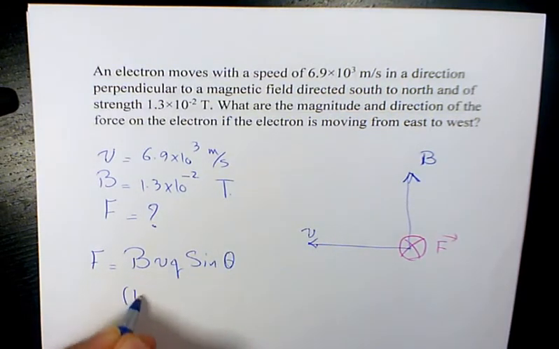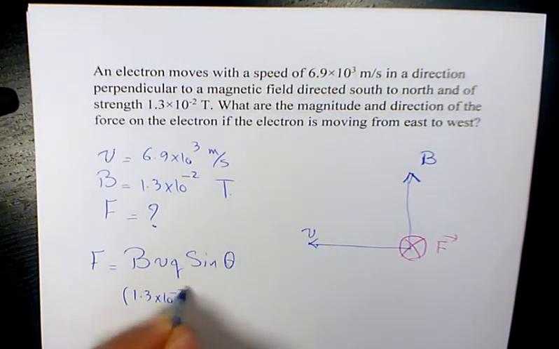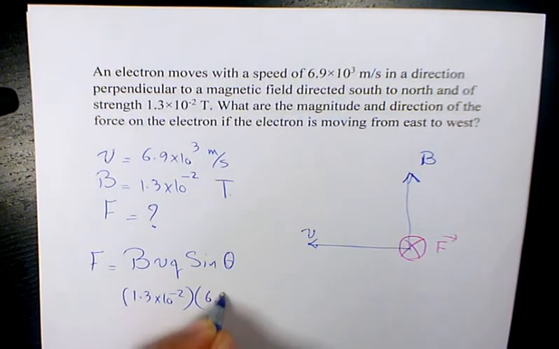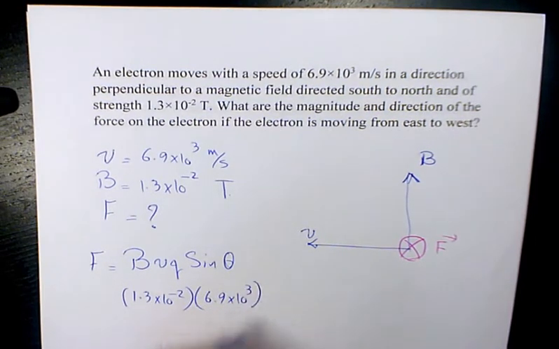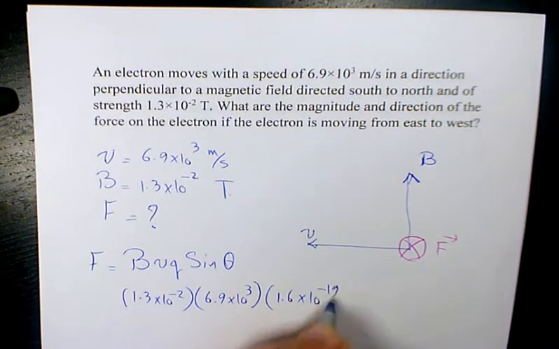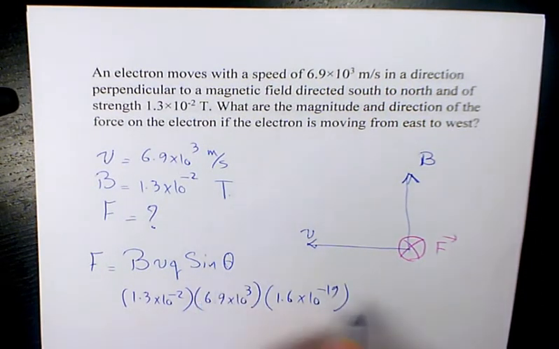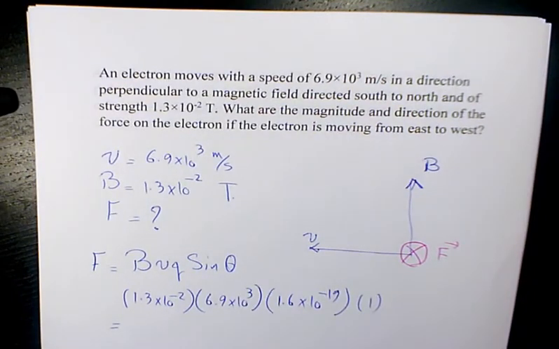B is 1.3 times 10 to the power of negative 2. V is the velocity, 6.9 times 10 to the power of 3. Q is the charge of the electron, 1.6 times 10 to the power of negative 19. Sine theta is sine 90, which is 1. So that's 1.3 times 10 to the power of negative 2 times 6.9 times 10 to the power of 3 times 1.6 times 10 to the power of negative 19.